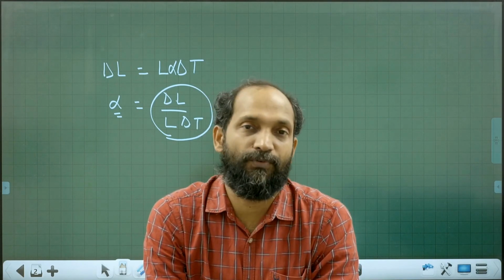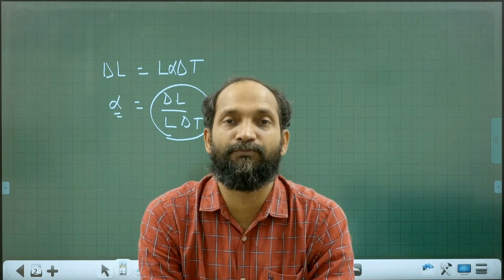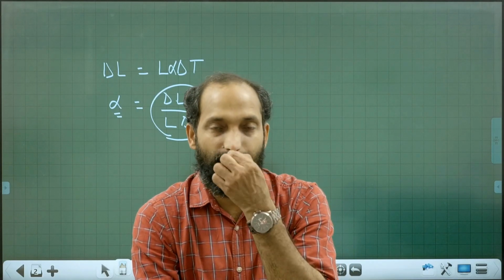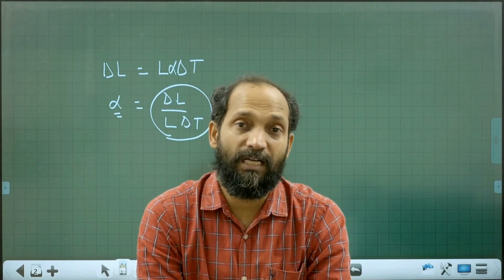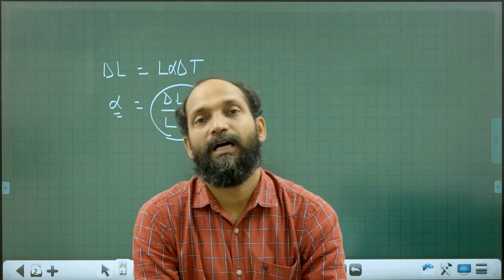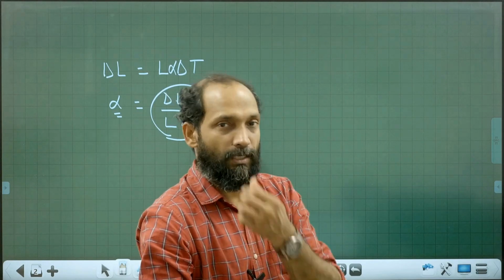That is called alpha. So alpha refers to the fractional or percentage change in length for unit degree temperature changes. Alpha is greatest for solids. Among solids, it is largest for metals. Among metals, it is largest for aluminium. Alpha aluminium is largest. That's thermal expansion in solids.